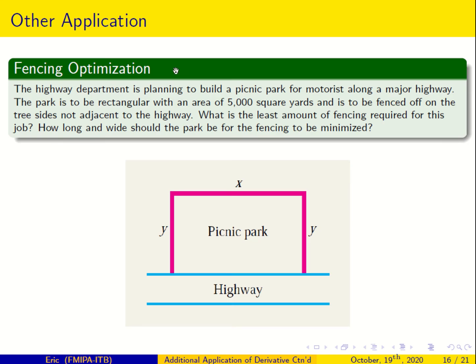Okay, let's have a look at this fencing optimization. The highway department is planning to build a picnic park for motorists along the major highway. The park is to be rectangular, such as this one picnic park, with an area of 5,000 square yards and is to be fenced off on the three sides not adjacent to the highway. So this side will not be included.